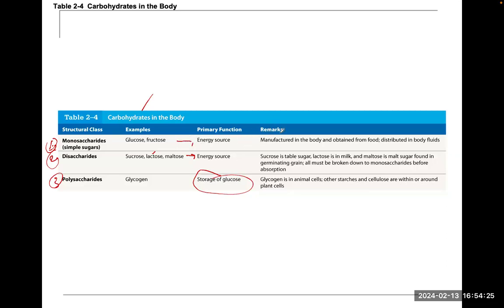The glucose is manufactured in the body, and it's also obtained from food, and then we distribute it throughout the body, distributed in body fluids. Sucrose is table sugar, lactose is in milk, and maltose is malt sugar that's found through the germination process of grains, like malted beer. All of those must be broken down into monosaccharides for absorption. Okay.